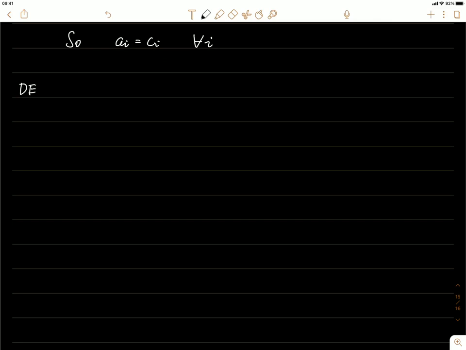Now it comes to the definition of a complete orthonormal basis. That will be the ideal case, where we have a countable orthonormal set, but they are sufficient to represent any function in the L2.